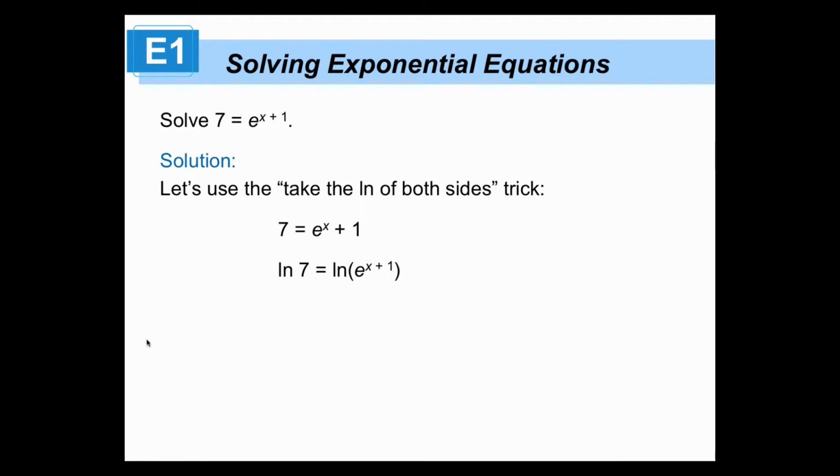How do I handle natural log of e to the x plus 1? Just x plus 1. Move the x plus 1 out in front, and we get that, and then x is equal to that. There's the exact answer. If you want a decimal equivalent, the decimal equivalent is 0.946. Remember, AP standard, 3 decimal places, always. Okay, pretty straightforward.